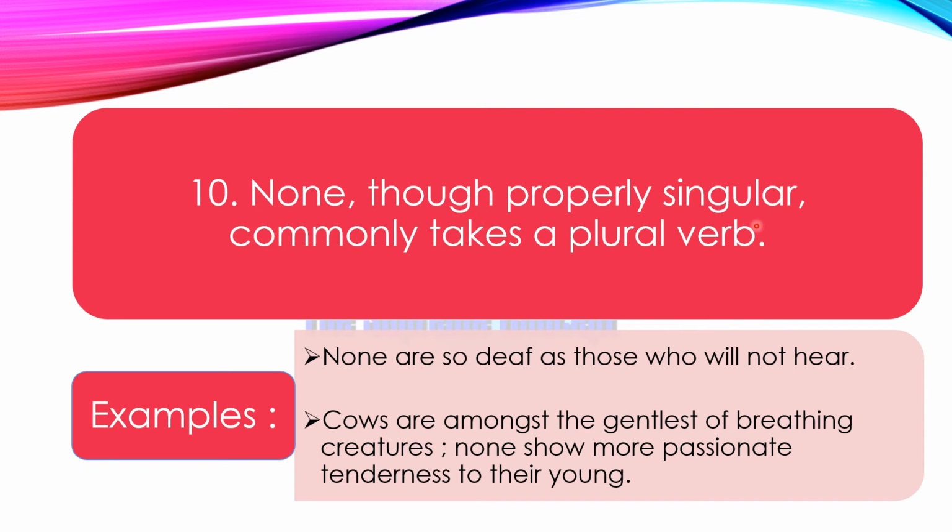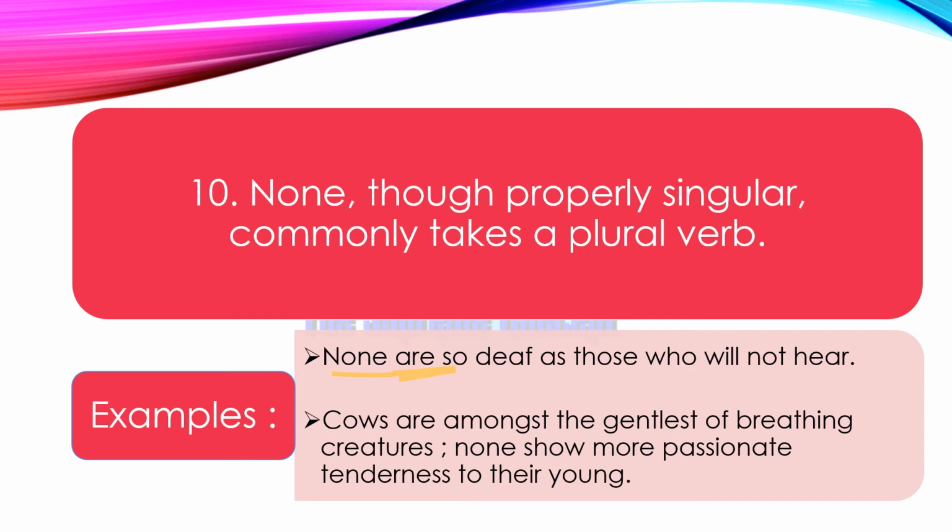Noun, though properly singular, commonly takes a plural verb. Okay, it is actually singular, seems to be singular, but it actually takes a plural verb. Example: none are so deaf as those who will not hear. Deaf means one who is hard of hearing. So here for none we used are, a plural verb.